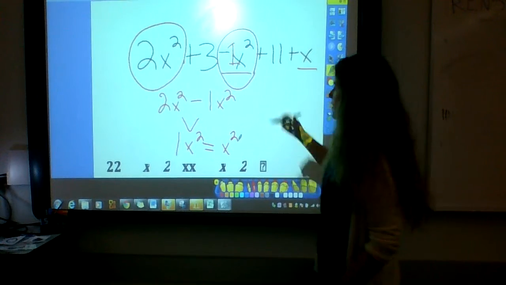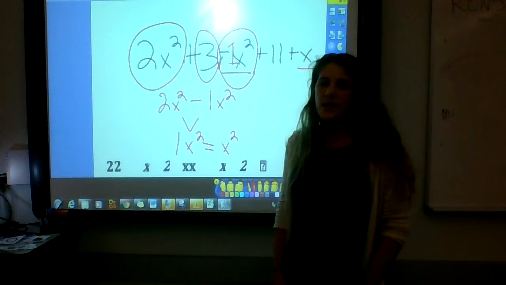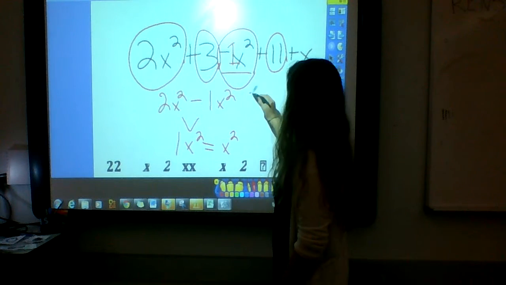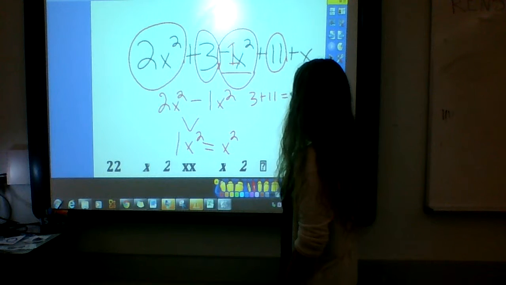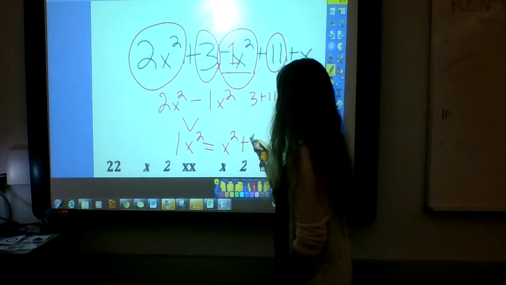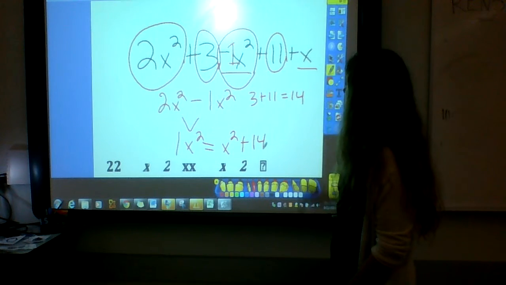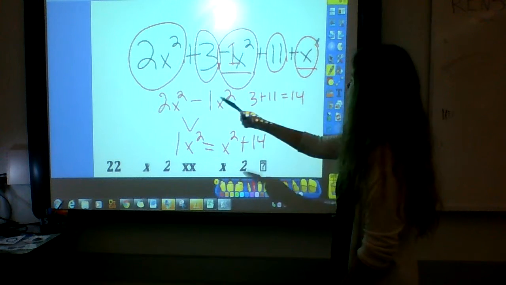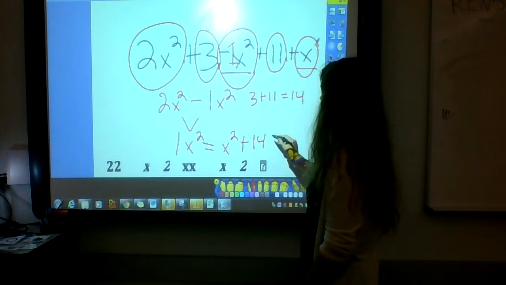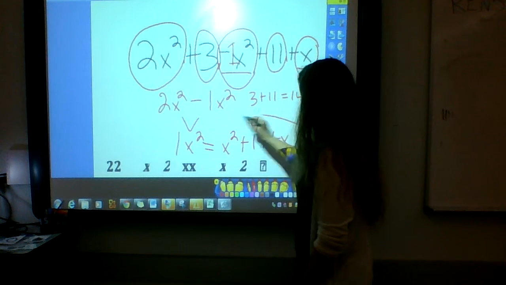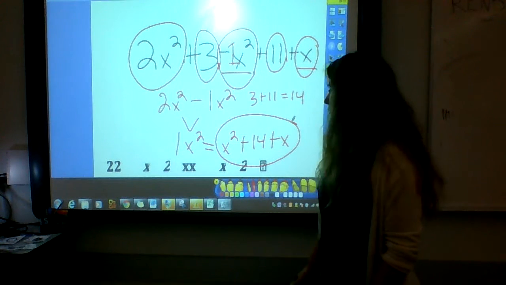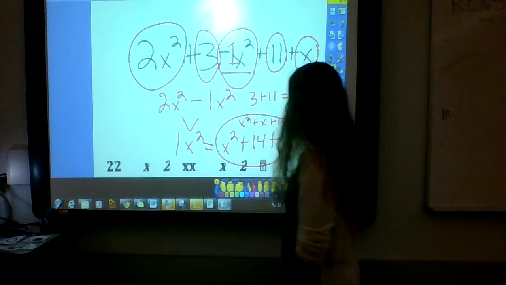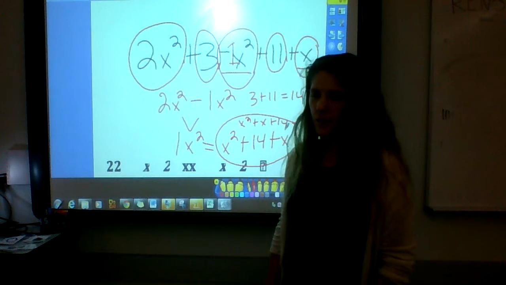Now I need to combine the other terms. I have a 3, which is a constant. I can only combine that with other constants. I see 11 is also a constant. So 3 plus 11 gives me 14. And finally, I have this x by itself. I cannot combine that with anything because there are no other variables that contain just an x. So I have x squared plus 14 plus x. This could also be written in another order. It could also be x squared plus x plus 14, or in any other order, because order doesn't matter with addition.